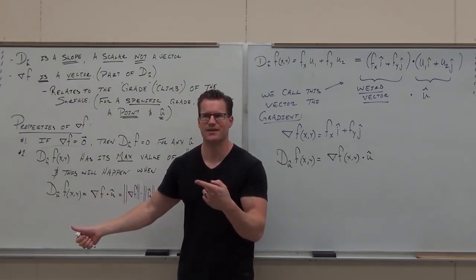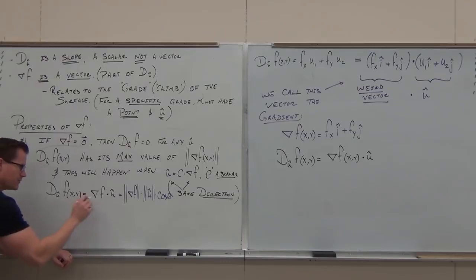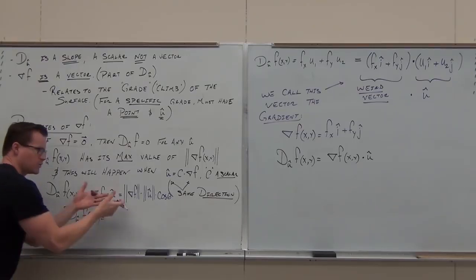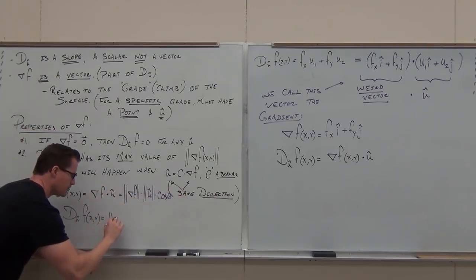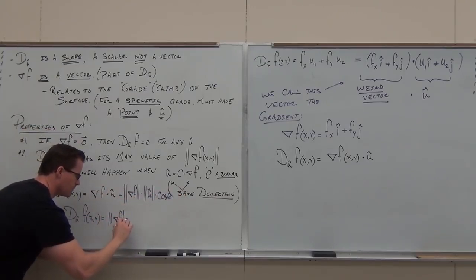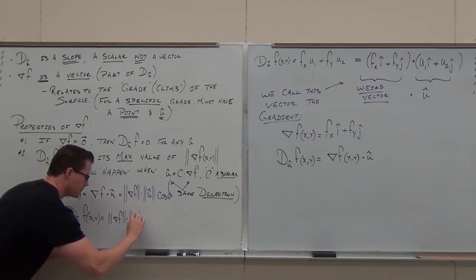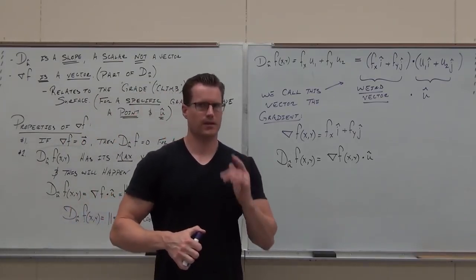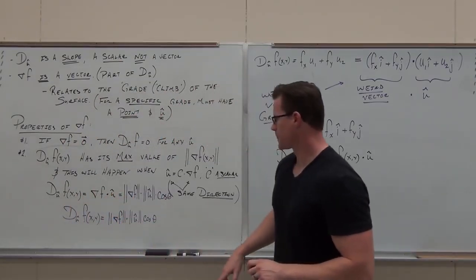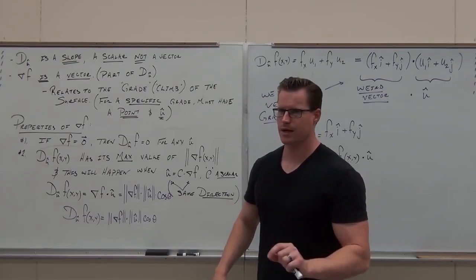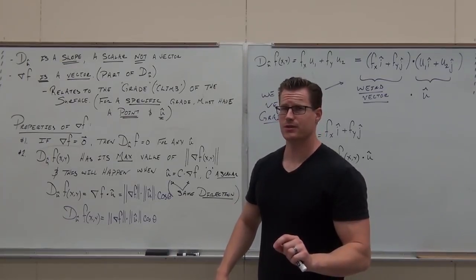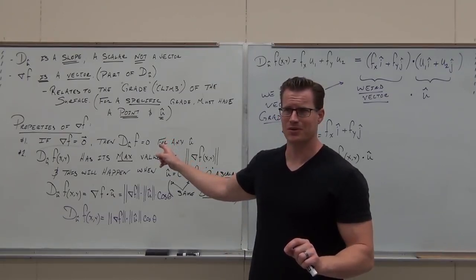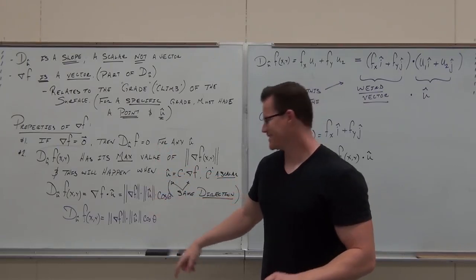But wait a second, let's think about this. So then our derivative could equal this stuff. Now let's talk about it. Everyone in class right now, what type of vector is U? A unit vector. What's the magnitude of a unit vector? 1.